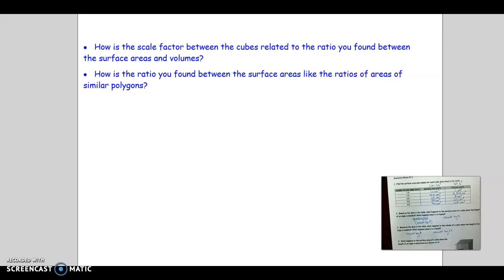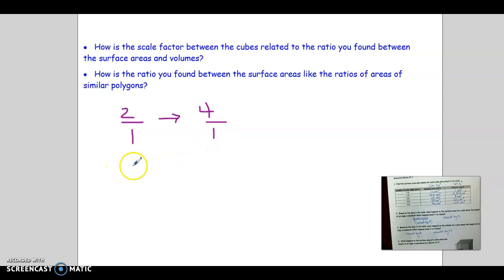All right, so how is the scale factor between the cubes related to the ratio we found for the surface area and the volumes? Okay, so if we are doubling the side length, then that means the ratio of the sides is 2 to 1. But we found that the ratio between the surface areas, it was quadrupled. So it became a ratio of 4 to 1, right? Our side length 2 over 1 gave us a surface area of 24 over 6, which is 4 to 1.